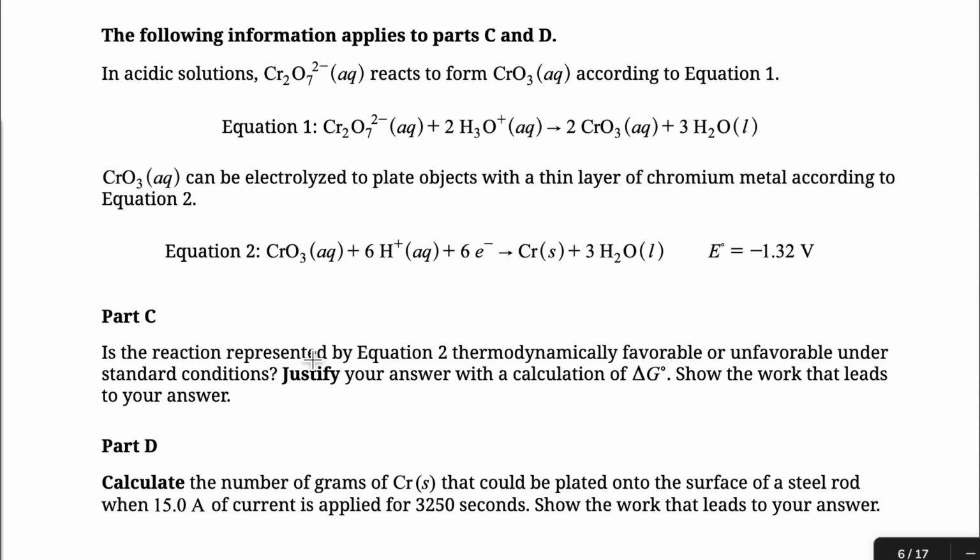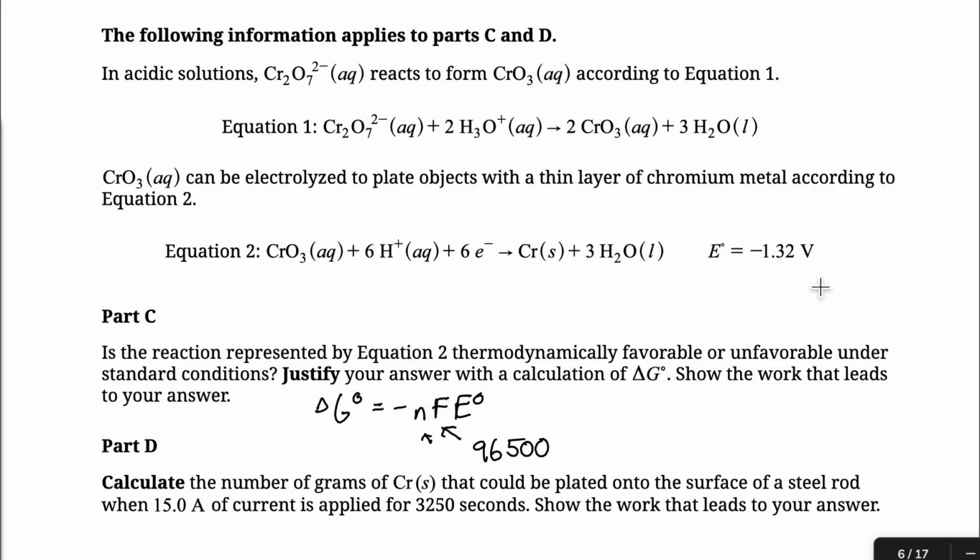For C and D, is the reaction represented by equation 2 thermodynamically favorable or unfavorable under standard conditions? Justify your answer with the calculation of delta G. So we have an equation on our equation sheet that says delta G standard equals -NFE. And then this N is a positive quantity of the number of electrons transferred. And this F is Faraday's constant, which is 96,500.